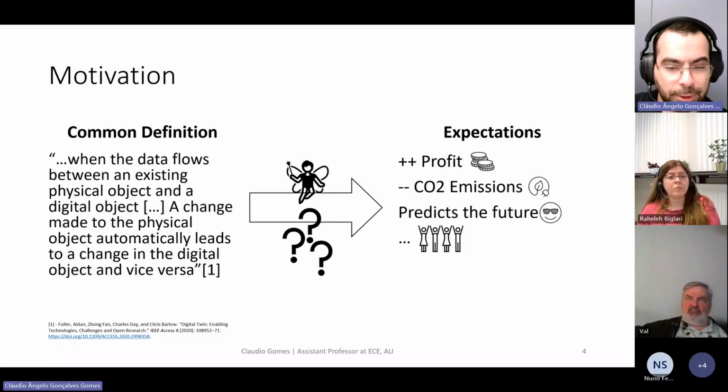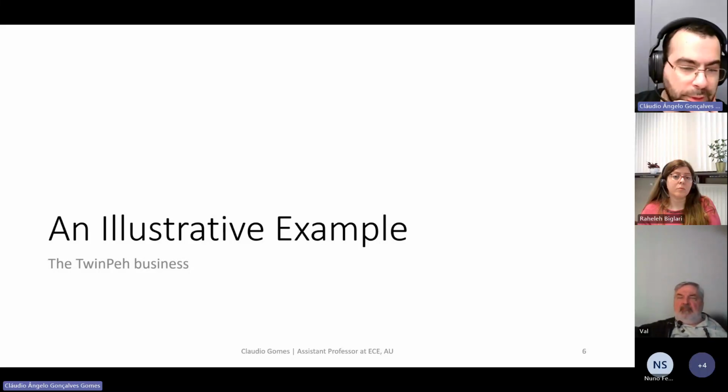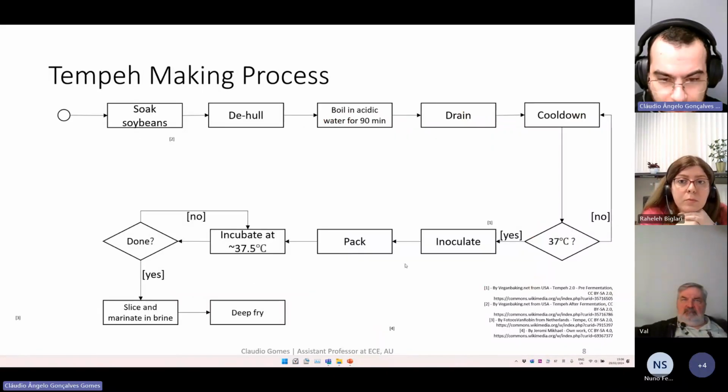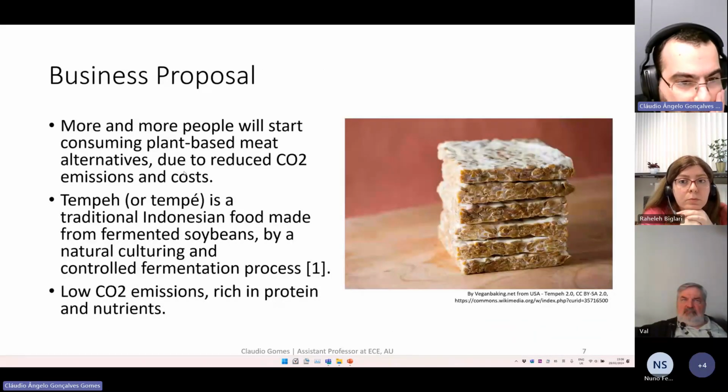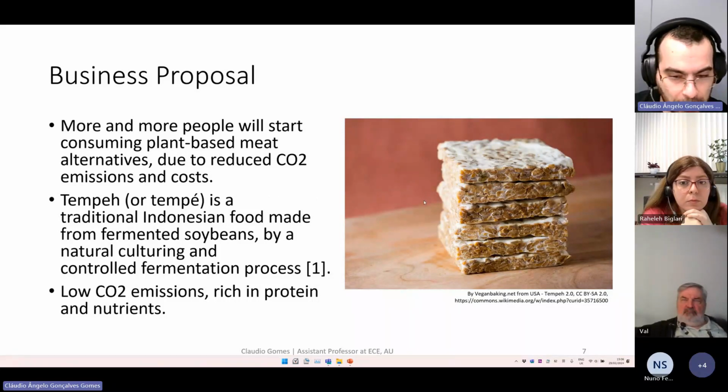So what we do is we built a small digital twin system, and we started from the business case because we're talking to companies. They need to understand. They often want to know where's the money, right? So we have a small example here of a company called TwinPay, and the purpose of this company is to build a device that allows you to produce this food called tempeh.